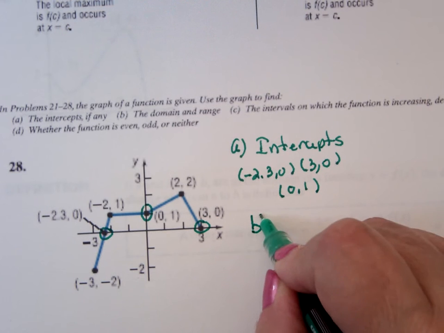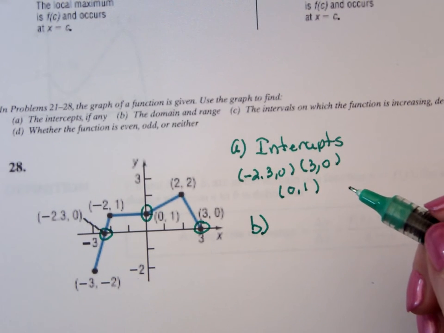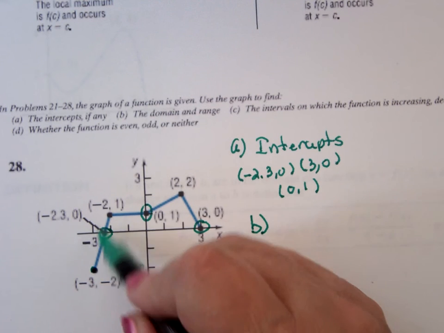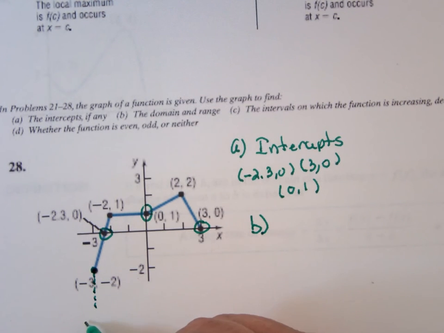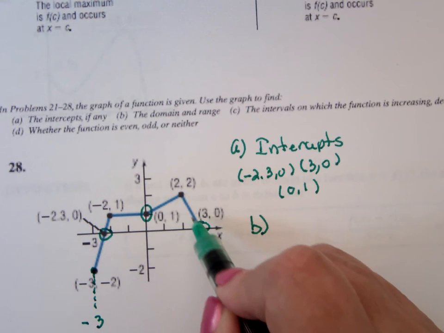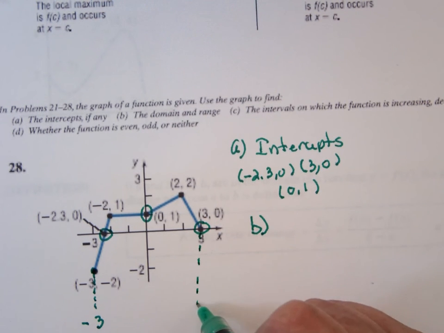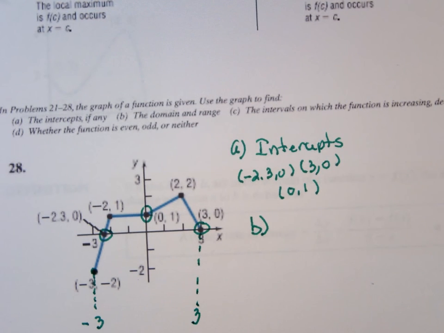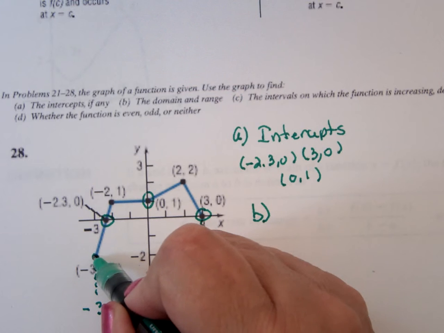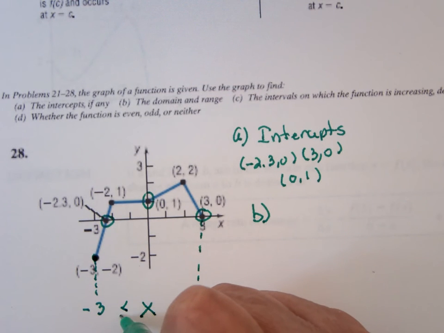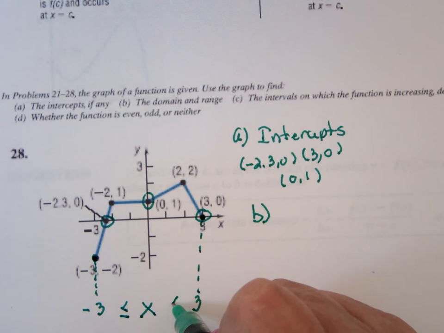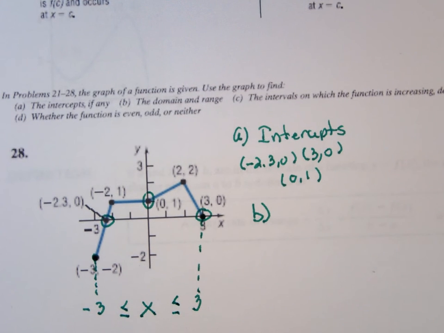B, domain and range. Remember, the domain is the x values. So I start seeing the graph at x equal negative 3, and if I go along, the graph seems to end at x equal 3. From a domain standpoint, x, this is a solid dot, is greater than or equal to negative 3, and this is a solid dot, is less than or equal to 3.